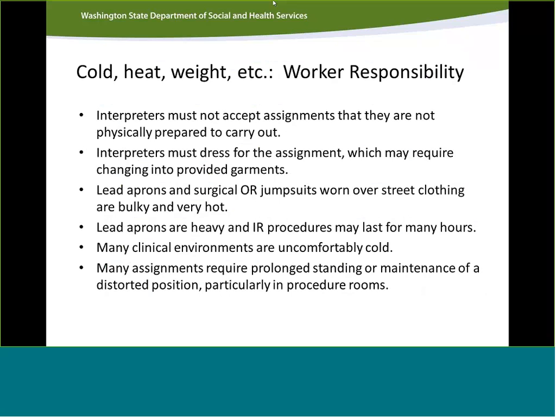Be aware of what your own limitations are in terms of being cold or hot or being able to stand for a long period of time. Wearing a lead apron is very, very heavy, and we have interpreters who cannot bear being in full lead for very long, and they should not accept those assignments. So just be responsible and let the staff, the other staff, know what your limitations are so they can work with you.